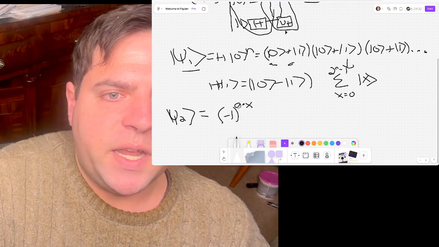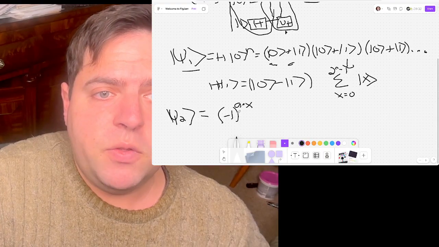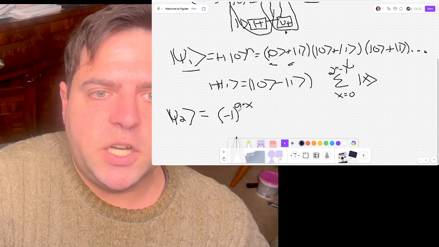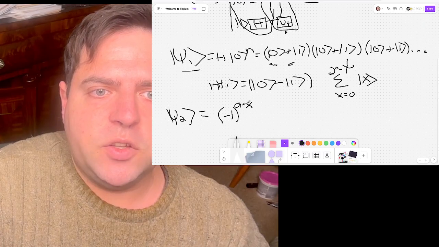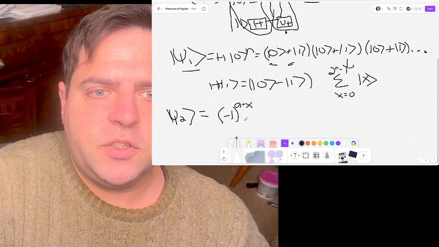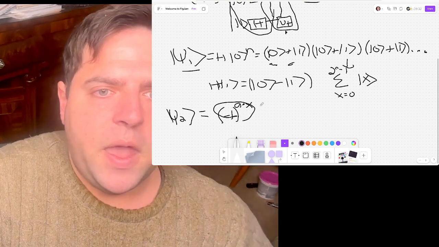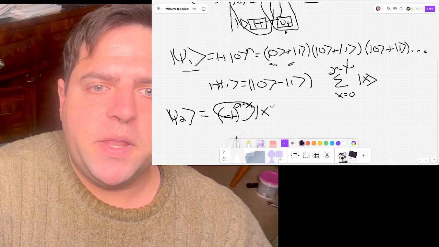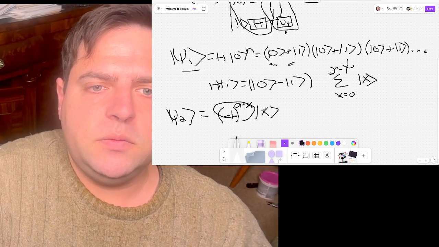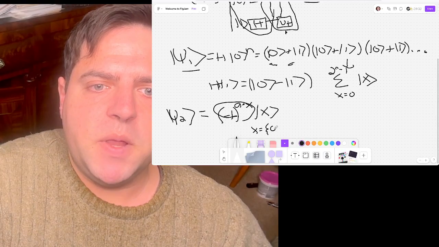And this, again, this -1 to the a of x here. If this exponent is a 0, then it's just a 1, and then it doesn't change the sign. If this is a 1, then it's a -1, and it does flip the sign. That's the function of this whole thing here. And that's going to be acting on x's. And remember, the x's can go over 0 and 1. The x is going to be a 0 or it's going to be a 1. It's just bits.